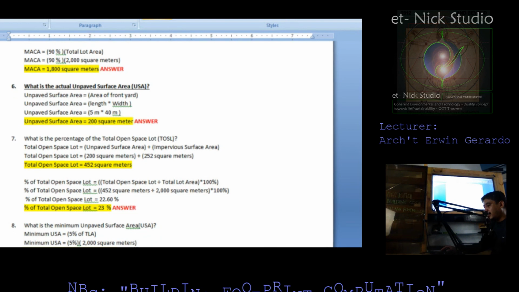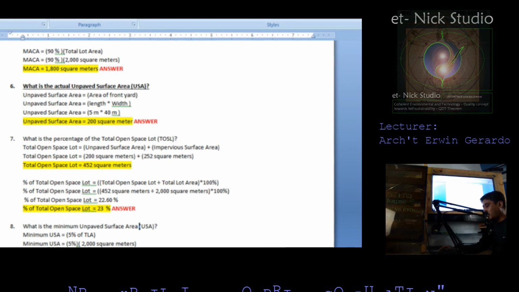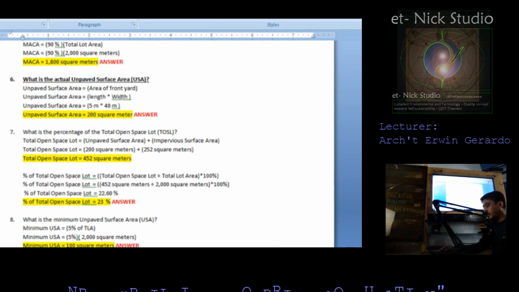Now, what is the minimum unpaved surface area? So here, the minimum unpaved surface area is equivalent to 5% of the total lot area. So therefore, 5% of the total lot area, which is actually equivalent to 2000 square meter. So therefore, the minimum unpaved surface area is equivalent to 100 square meter, which is actually the answer.